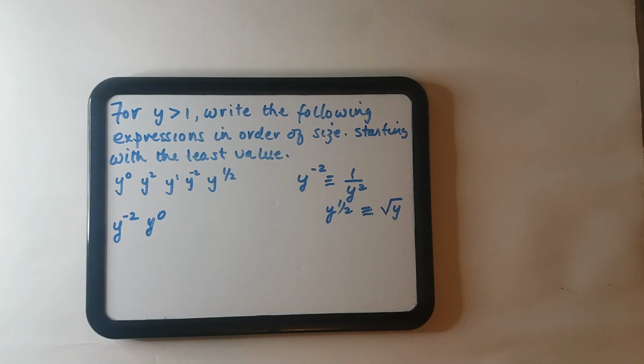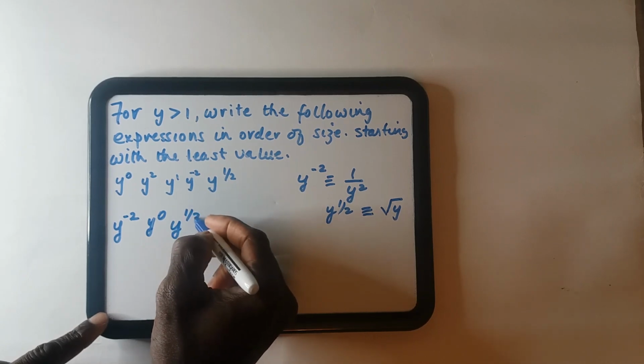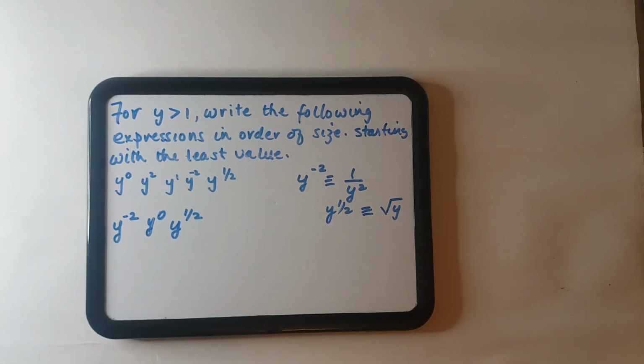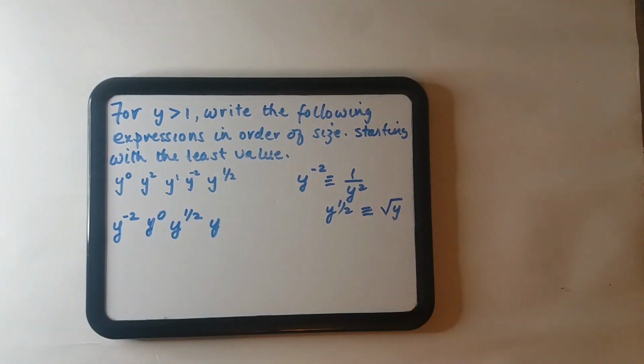Next, it will be the square root. So if a number is greater than 1 and we find the square root of it, it should be slightly bigger than the value 1. So we have y to the half. And then we'll have y, which is raised to the power of 1, y. And then lastly, the greatest will be y squared.